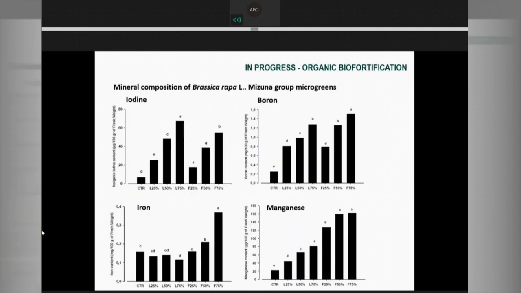But, and this is very interesting, the plants showed a clear increase of iodine and boron content, increasing Posidonia leaves and fibers quantities in the substrate. And furthermore, there was also a clear increase of iron and manganese, increasing the quantity of fibers in the substrates.